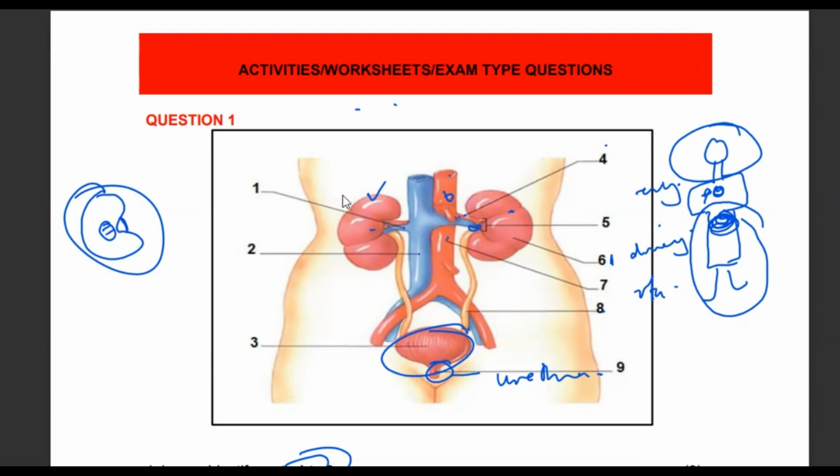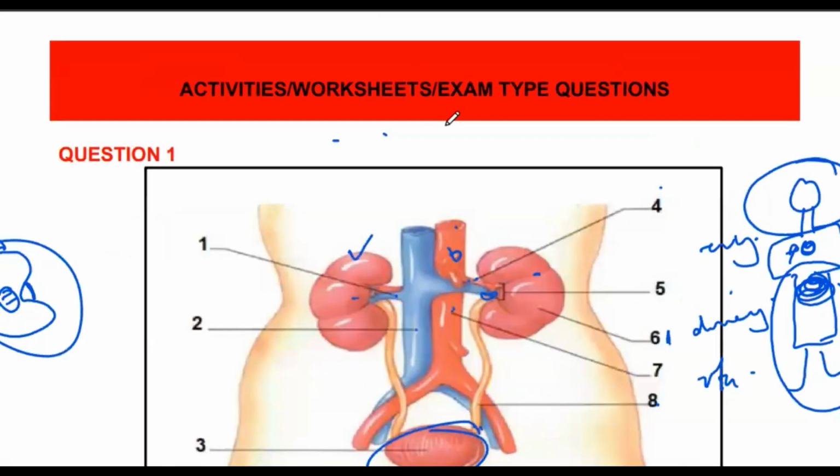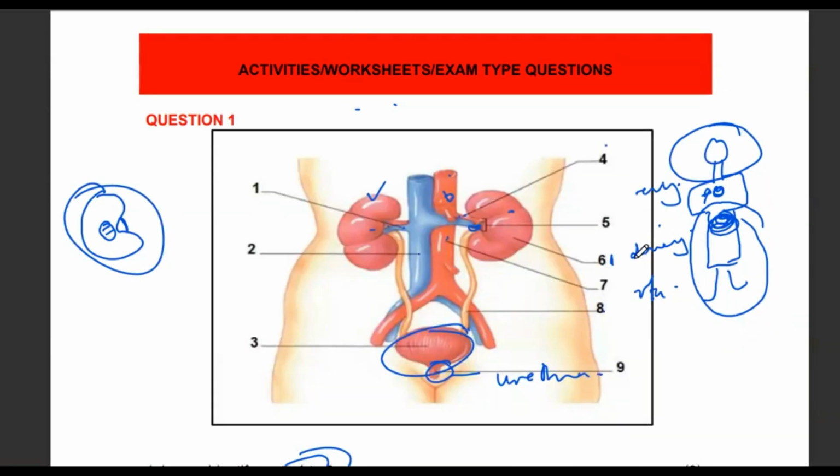So the major function of the kidney is to purify the blood. If the kidney cannot work properly, the wastes are going to accumulate. And the moment the wastes accumulate, you won't be able to bring about that purification, and then you'll die very fast unless you undergo what we call dialysis. So we go to the next question.